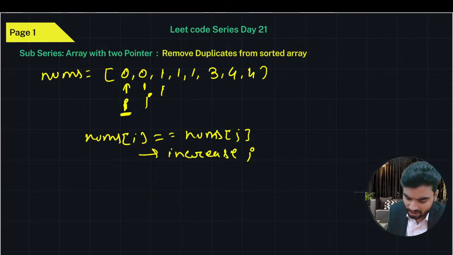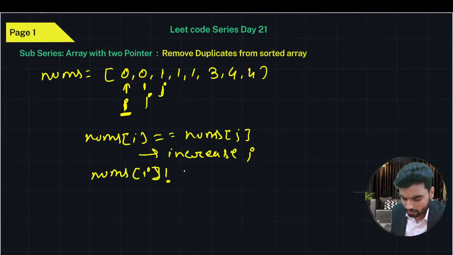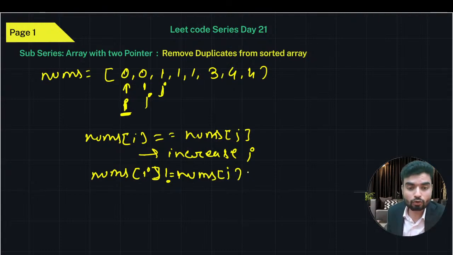So now our J will probably come here, which means these values were equal. The other situation is when nums[I] is not equal to nums[J]. In this case you just need to increase the I pointer. You can give it a name like left or right, anything. I guess I and J are fine.